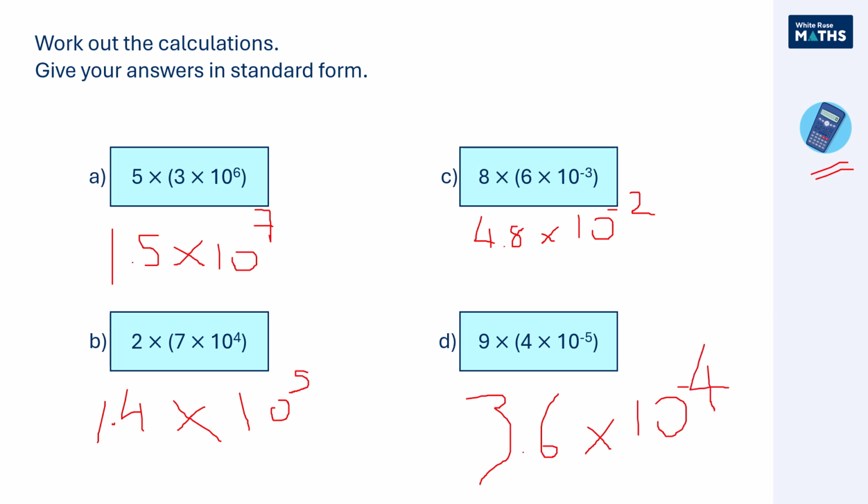Okay? So well done if you got that. If you didn't, hopefully it makes sense now. Okay? Remember, the number between 1 and 10 times by 10 to some power.